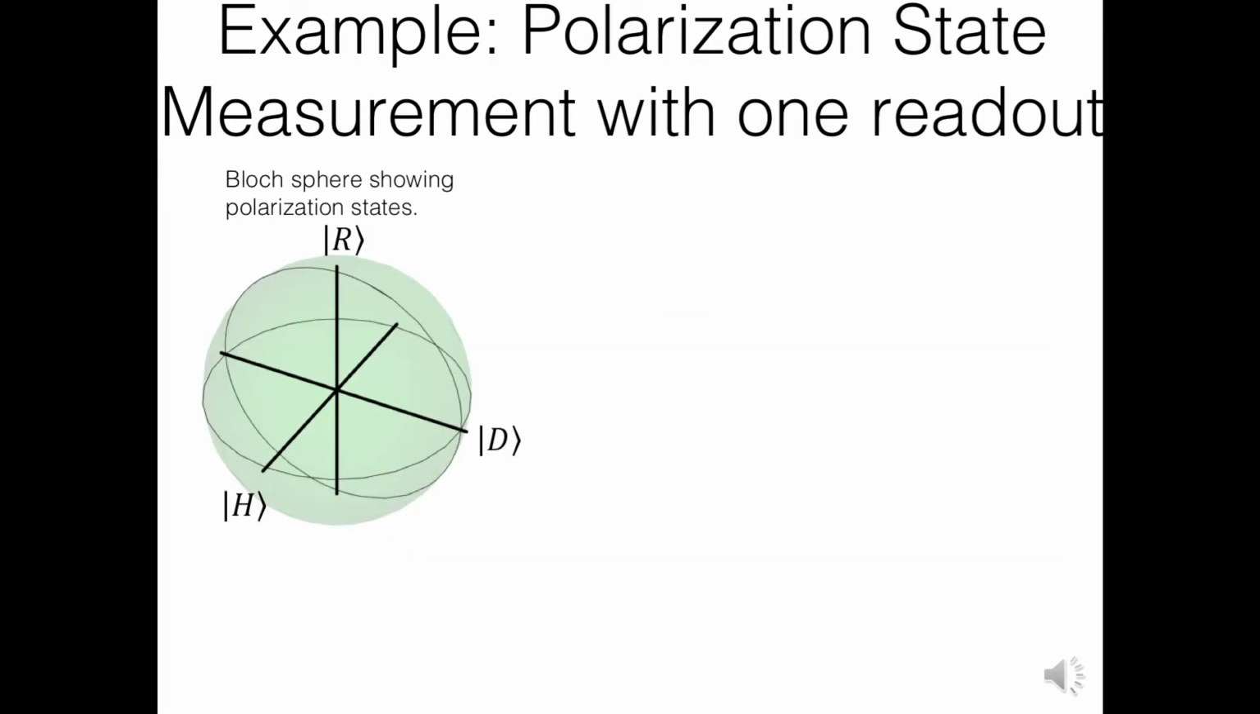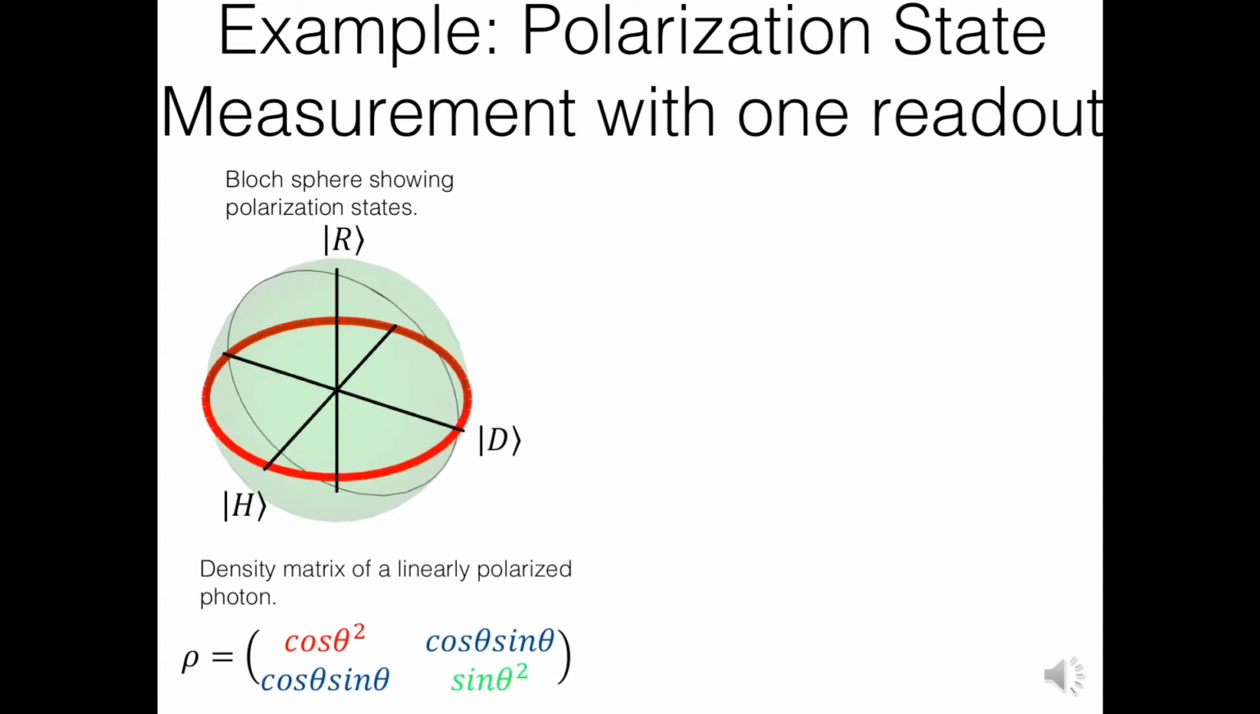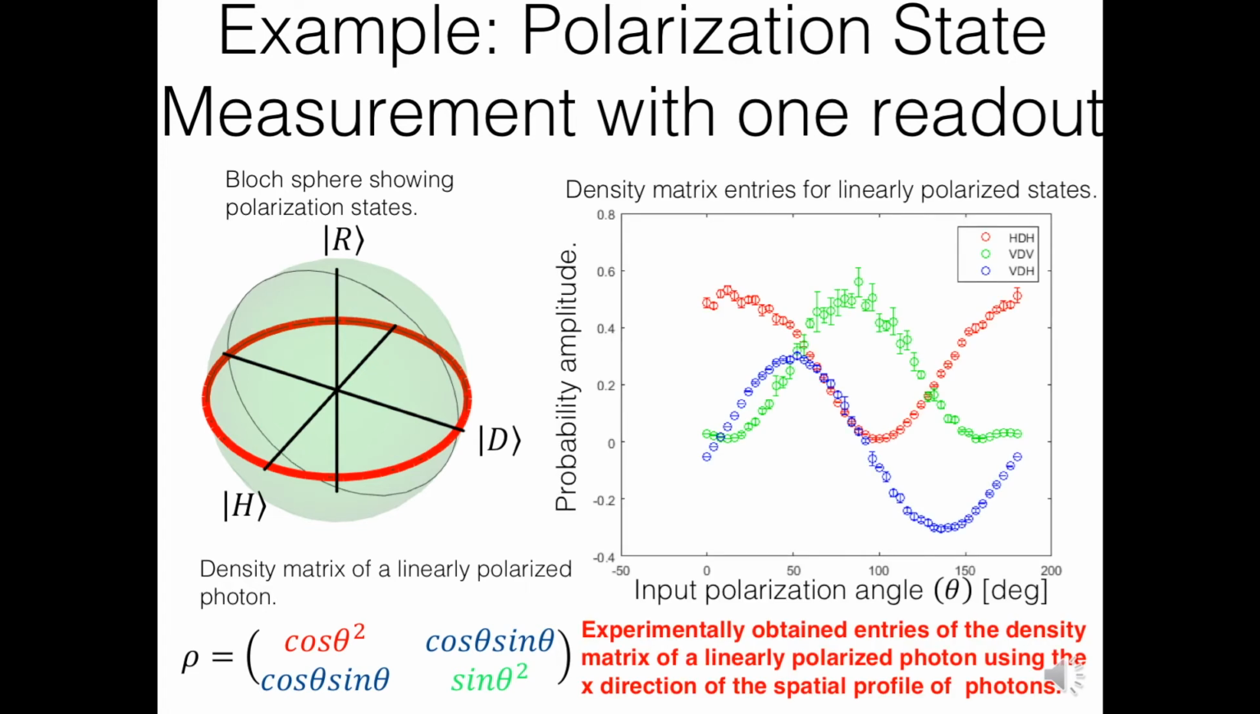As a proof of the method, we measure polarization states of photons. Here we have the Bloch sphere, in which we can draw any state of polarization of photons. So we send linearly polarized photons, which are described by this density matrix. By performing weak measurements of incompatible observables, we can extract every entry, even off-diagonal terms, of the density matrix.